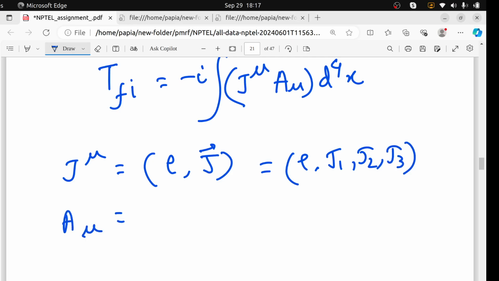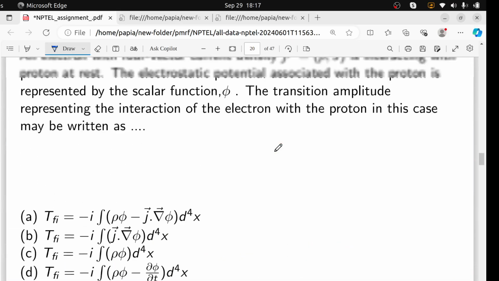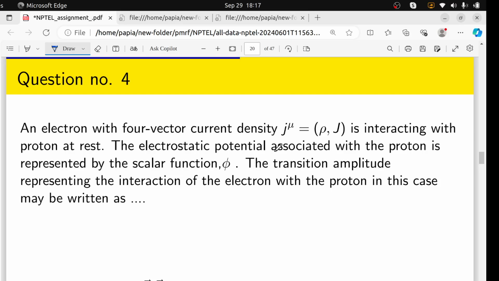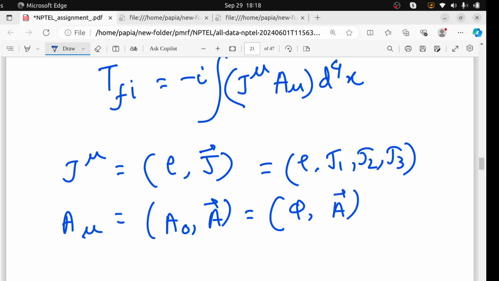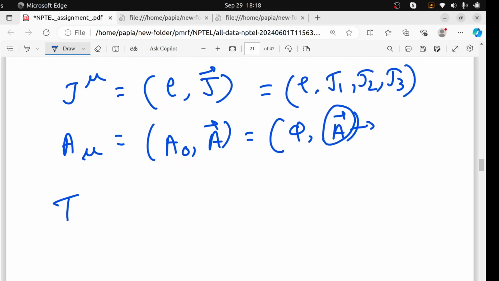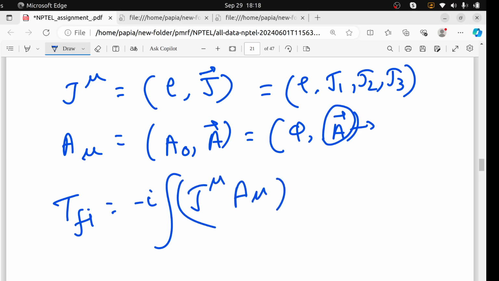Now coming to A mu. A mu is already given here, the potential value. The electrostatic potential associated with the proton is represented by the scalar function phi. So A mu can be written as A0 and A vector. A0 means it is phi, then A vector. But the main thing is that there is no A vector present in that case. So what we will have, T_FI is minus i integration J mu A mu d^4x.